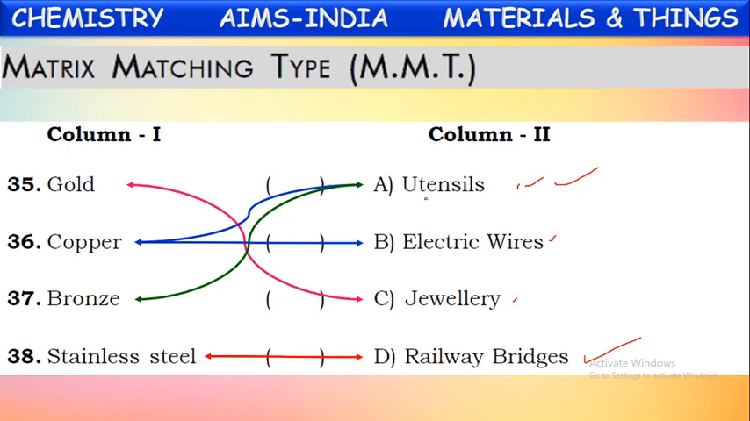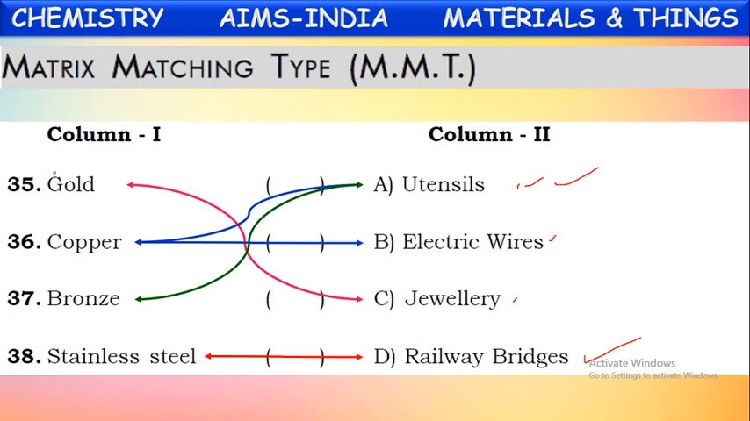Here it is. Gold is used in making of jewelry. Copper is used in making of utensils and electrical wires. Bronze is used in making of utensils. Stainless steel is used in making of railway bridges. So it is a correct matching.